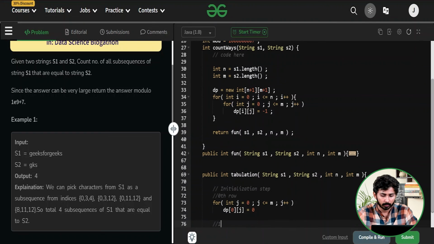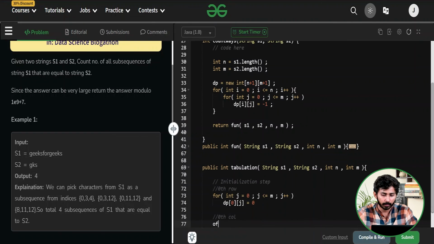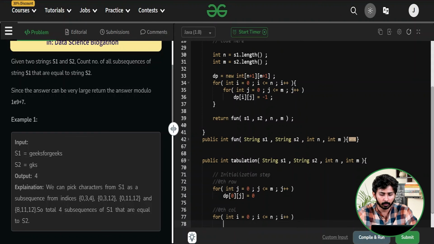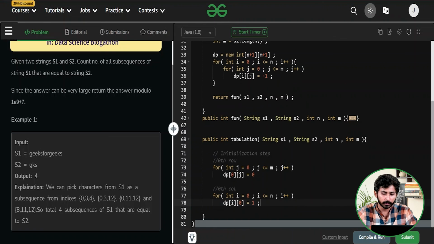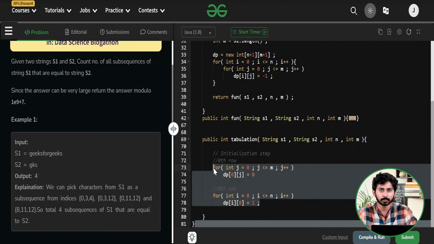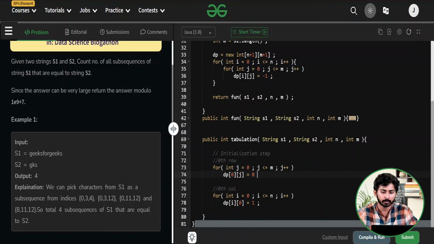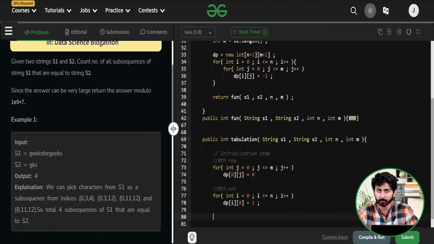Now for the 0th column, for that I will iterate over i equals to 0, i is less than or equal to n, and i plus plus. Okay, and dp of the row number will change, the column number will be 0, the value is equal to 1. So don't interchange these values, okay, because 0 comma 0 will change over here. If you initialize the 0th column first and then the 0th row, the value of cell 0 comma 0 will change, it will become 0.